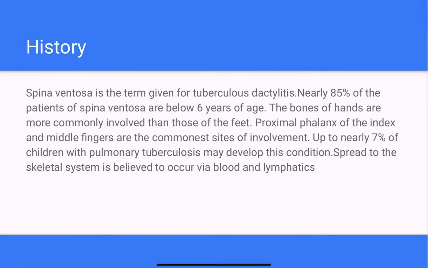History. Spina ventosa is the term given for tuberculous dactylitis. Nearly 85% of the patients of spina ventosa are below 6 years of age. Bones of the hands are more commonly involved than those of the feet. The proximal phalanx of the index and middle fingers are the commonest sites of involvement. Up to nearly 7% of children with pulmonary tuberculosis may develop this condition. Spread to the skeletal system is believed to occur via blood and lymphatics.